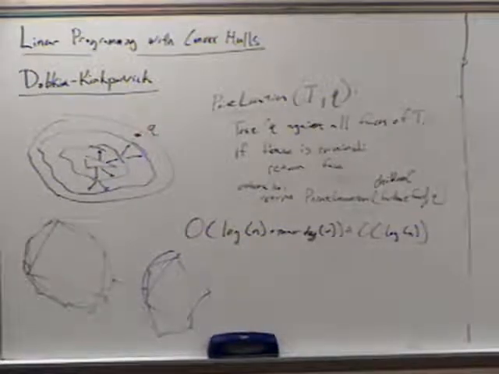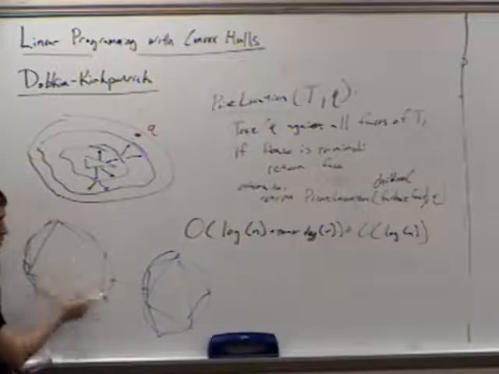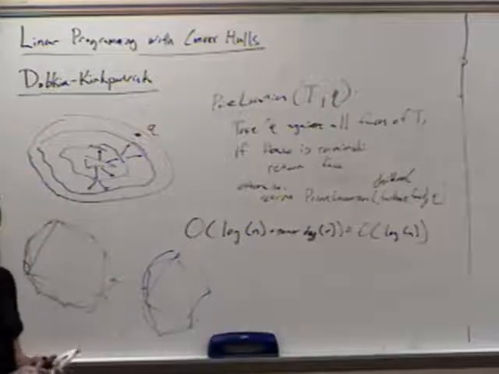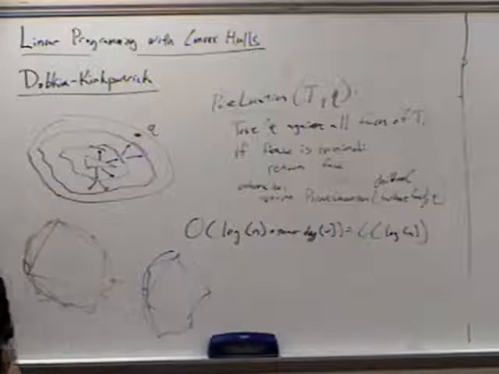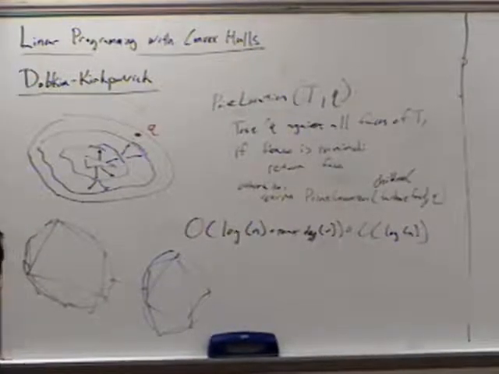The number of steps that we have to take here is log of n, where n would be the number of vertices in the first polytope, plus log of however many vertices were in the second polytope. So the total complexity of doing this is logarithmic in the number of vertices that are involved. All right, so that's the idea.